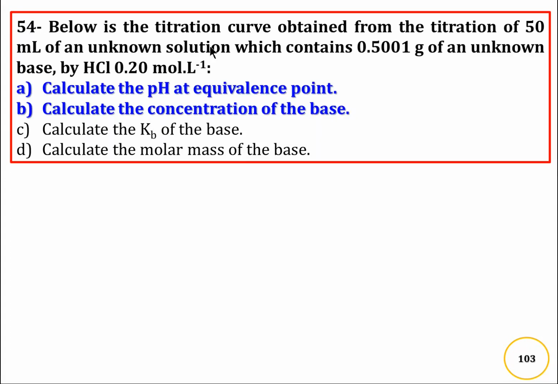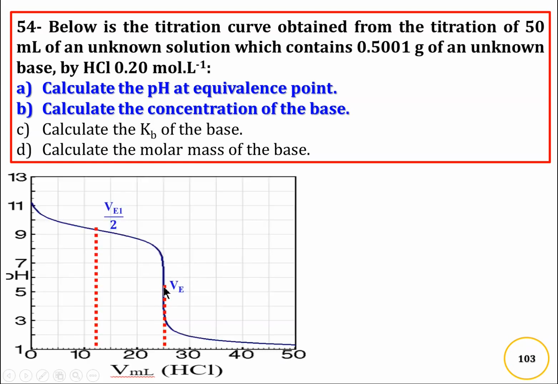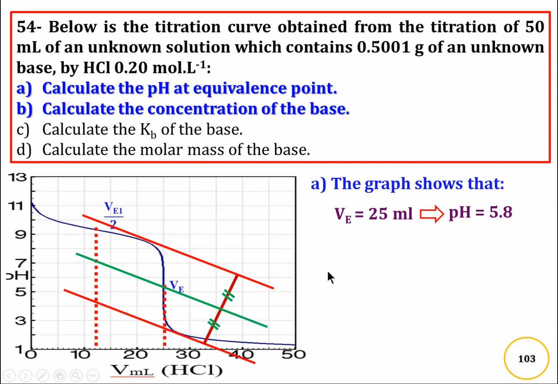Exercise 54. Below is the titration curve of an unknown base by the strong acid HCl. Calculate the pH at equivalence. The volume at equivalence and the pH at equivalence are found graphically by the parallel tangent rule. So V equivalence equals 25 milliliters and pH at equivalence equals approximately 5.8. Calculate the concentration of the base.